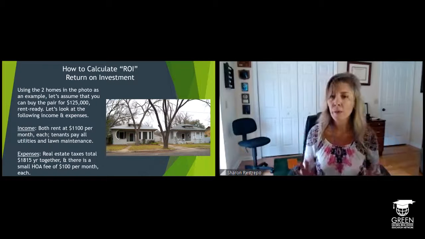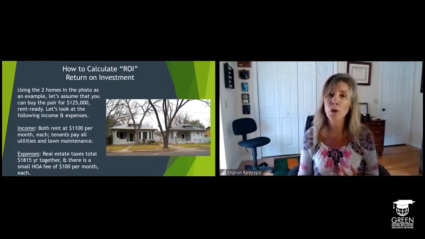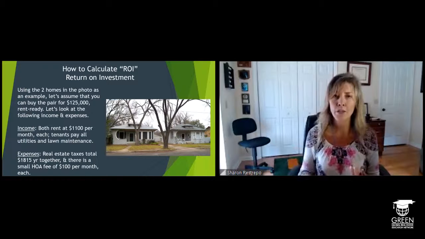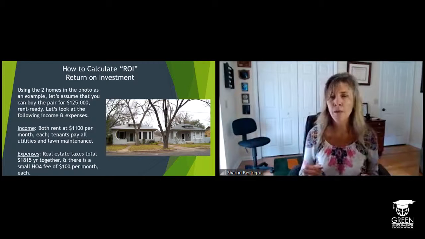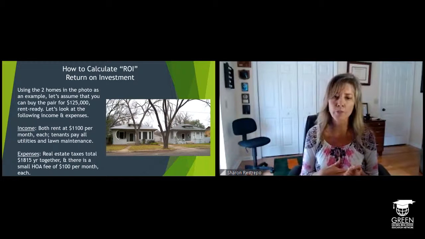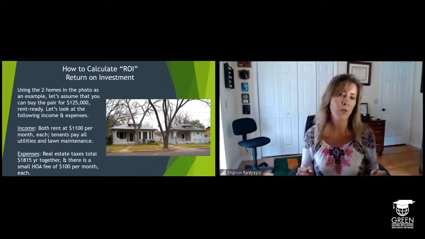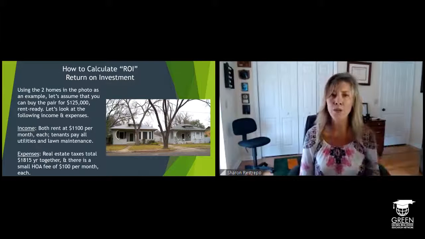Okay, and the tenants, because these are single family homes, are going to pay all of their own utilities, and they're going to maintain the lawn for you. So that will help keep your maintenance costs down. So you see how you already can fluctuate your ROI there a little bit. The expenses, on the other hand, will include $1,815 for real estate taxes for the year. And there's a homeowners association we have to pay, $100 a month per property. So that's $200 a month that we're spending on that. Okay, so these are what we're being given to start with.